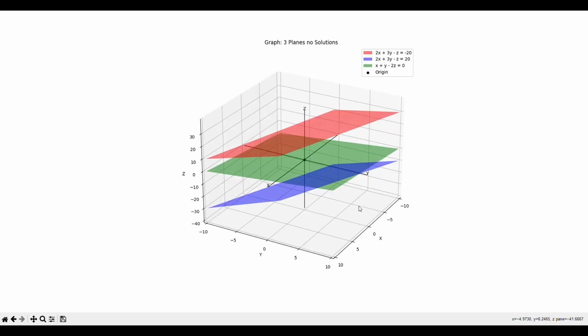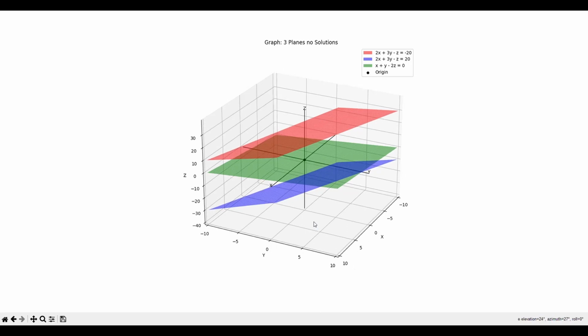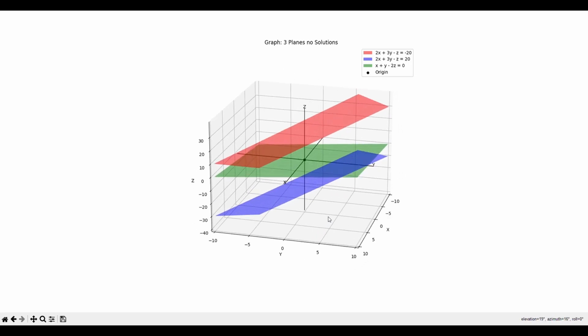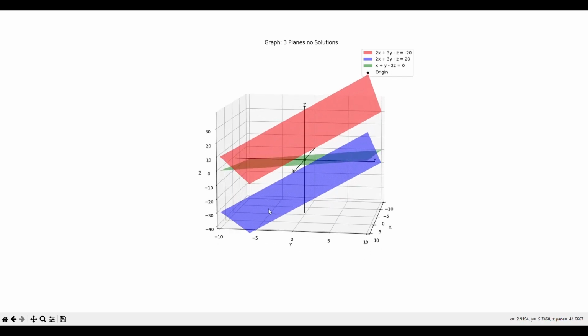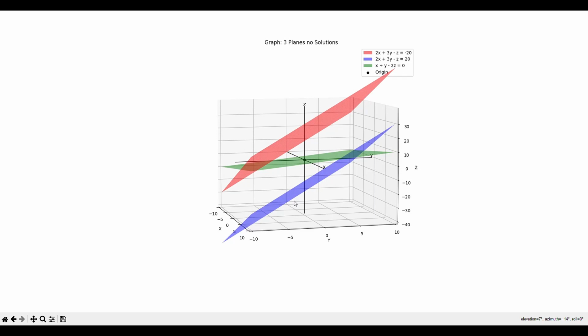The third plane can be distinct and parallel to the other two or intersect the other two. Regardless of its orientation, there won't be any points that lie common to all three planes. Here, the equation of the intersecting plane is x plus y minus 2z equals 0. Hence, the system of equations in such cases will have no solutions.